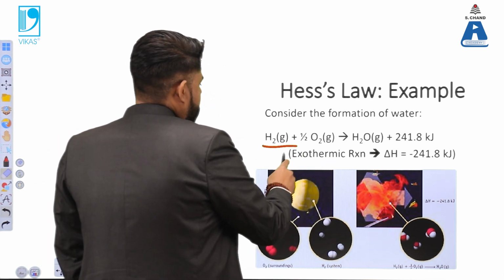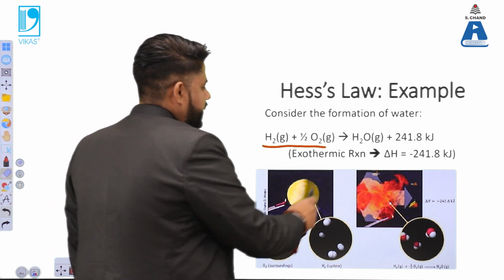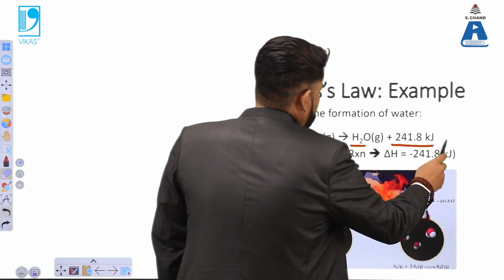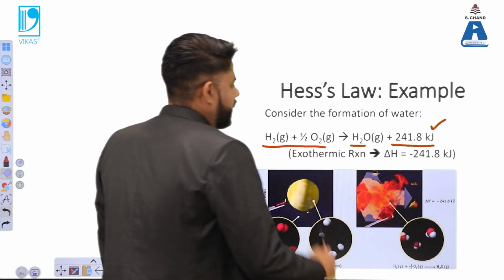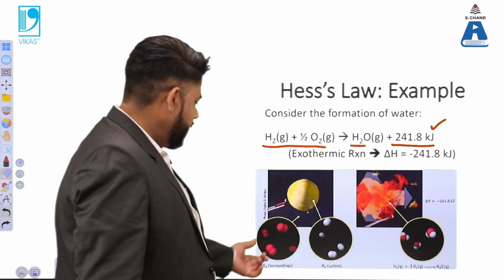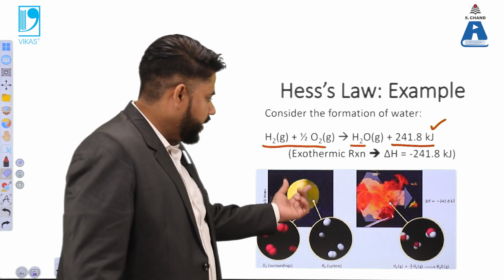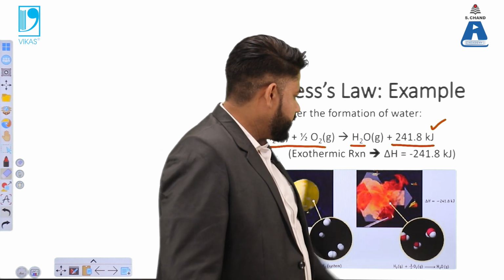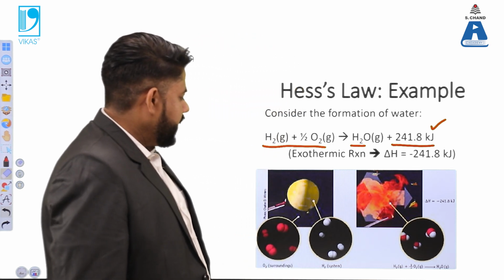Let's say hydrogen and half of the oxygen are there, and water is produced plus this amount of energy is released. That means it's an exothermic reaction, and you have 2 molecules joining together, and the heat is produced, which is this delta H value.